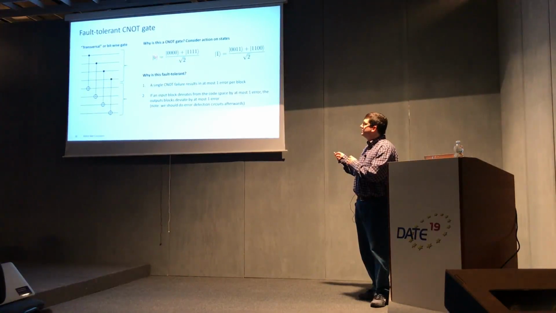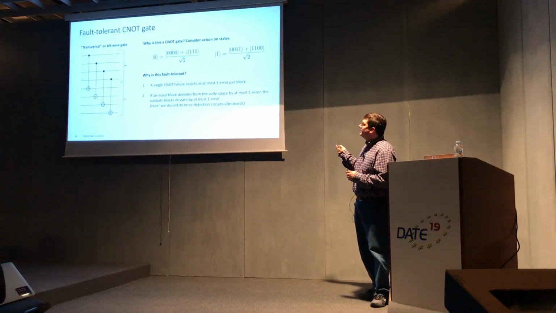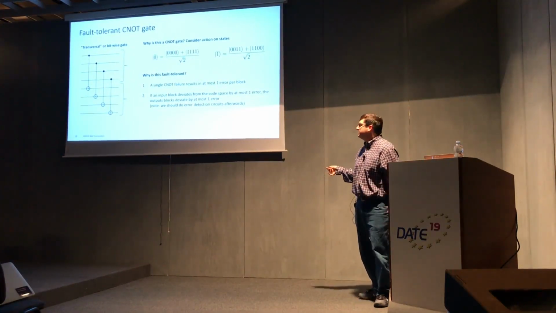So when the control is 0, nothing happens. When the control is 1, instead, I will propagate 2 bit flips down to the target block, either the last 2 or the first 2. And so you can see that that flips you between 0 and 1. So this is a C0 gate.